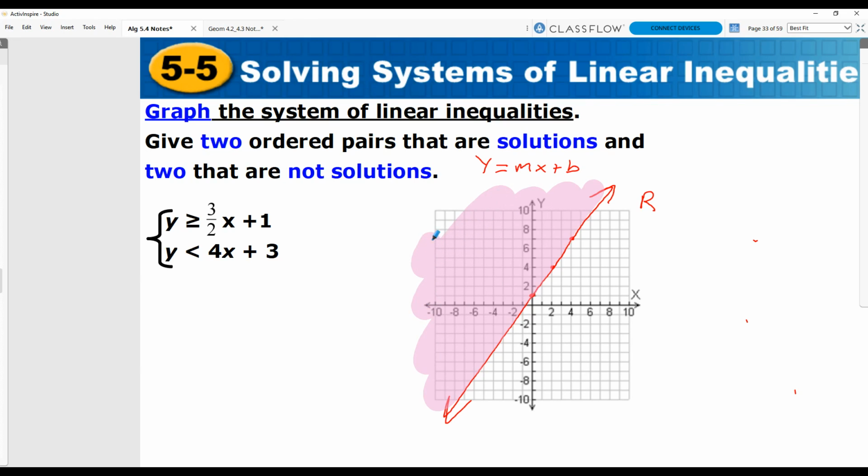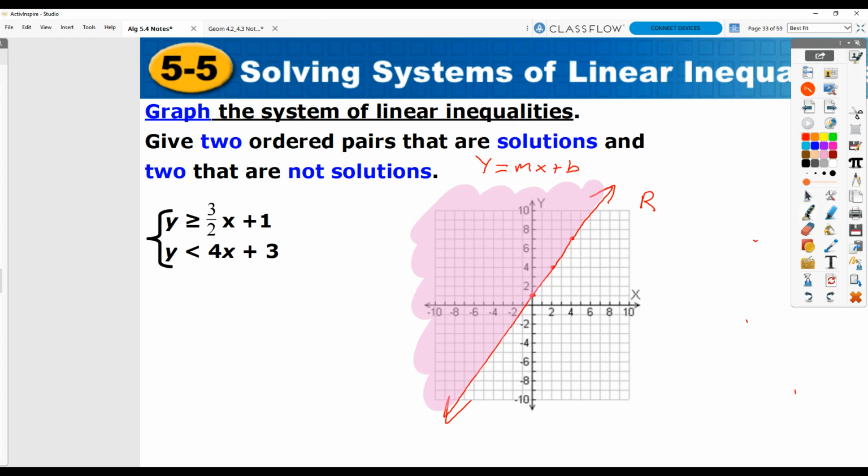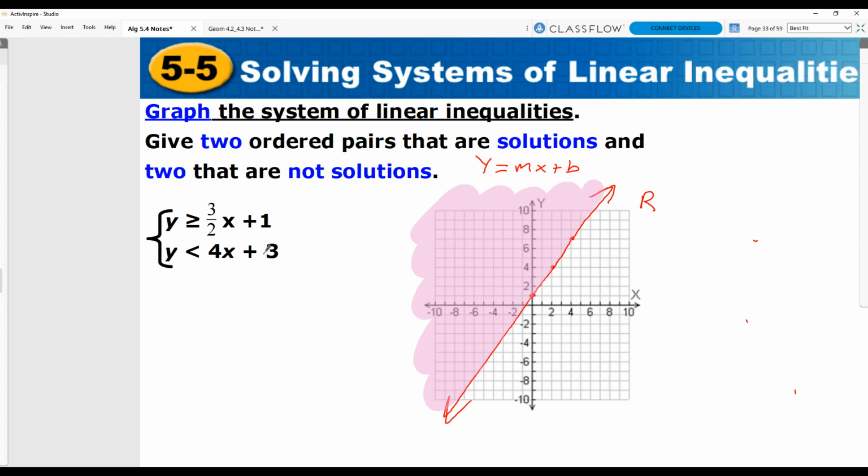Okay, there we go. Get some nice shading going. Okay, perfect. So there is our first line, and we got it shaded correctly. All right, let's take a look at our second line here.